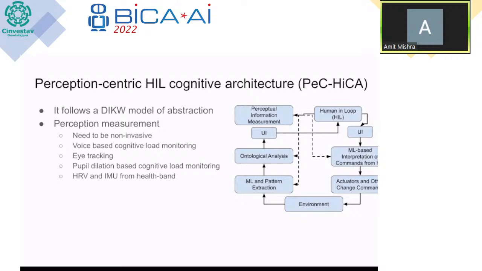Keeping that in mind, we are now focusing on four ways of capturing the perception level or the cognitive load. Number one, voice-based cognitive load monitoring. That gets activated only when there is a possible failure, because when there is a possible failure, the human being or the operator on the floor usually calls the call center or the emergency call center.